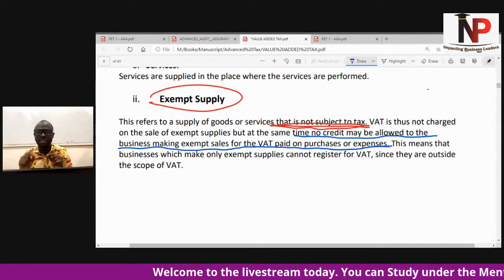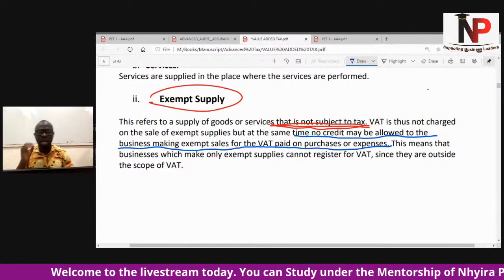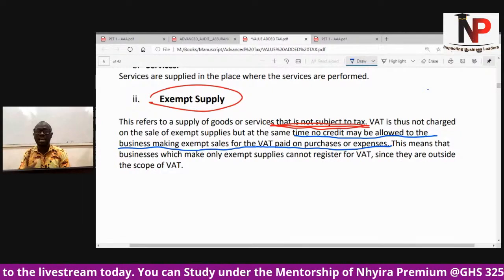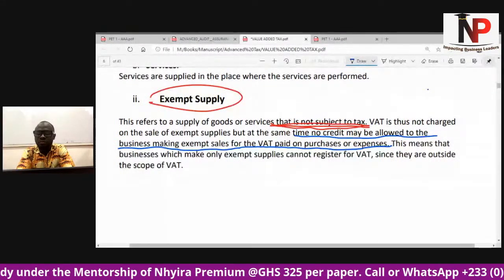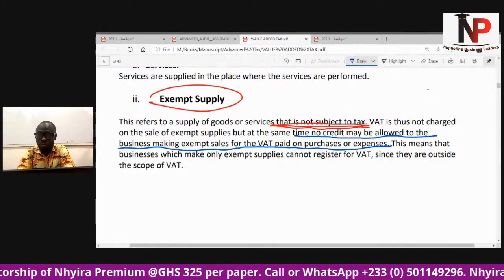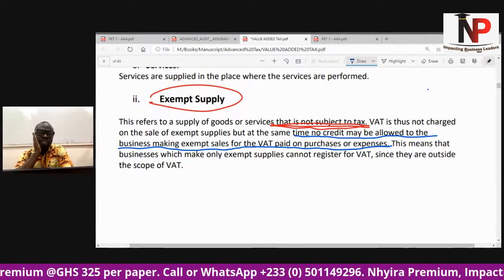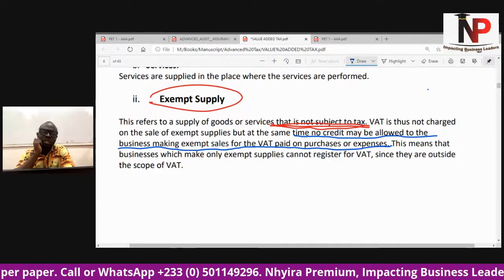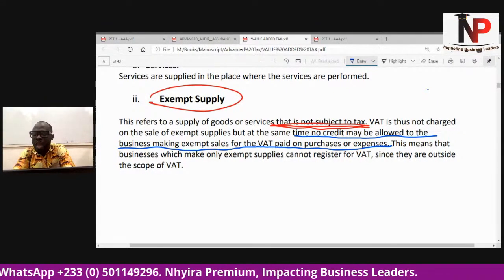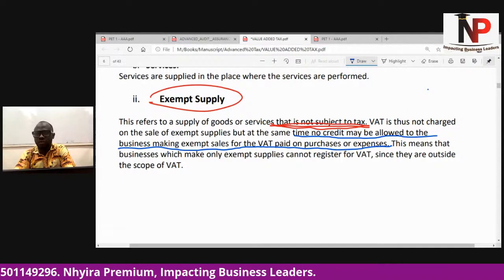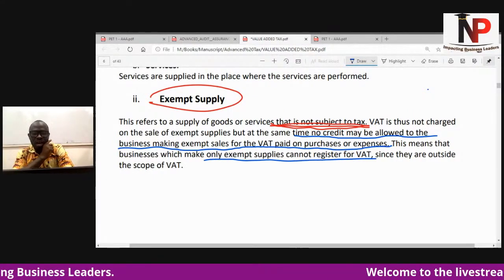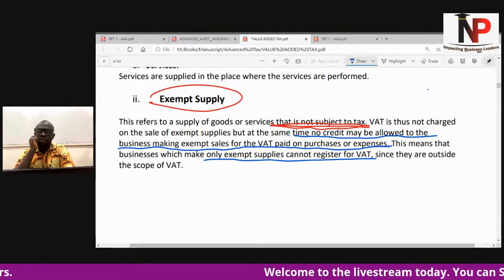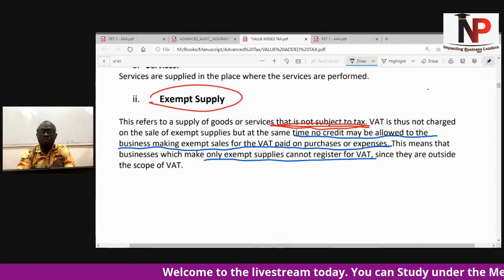So entities or businesses that engage in exempt supplies, or supplies that are exempted, will not take any tax credit for the VAT they paid on inputs. That's very important. This means that businesses which make only exempt supplies cannot register for VAT.